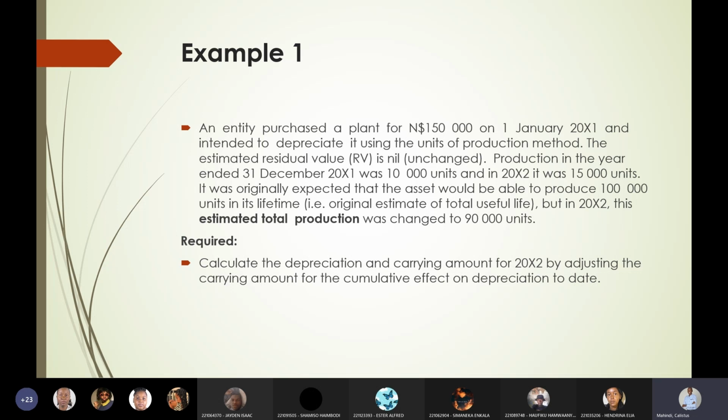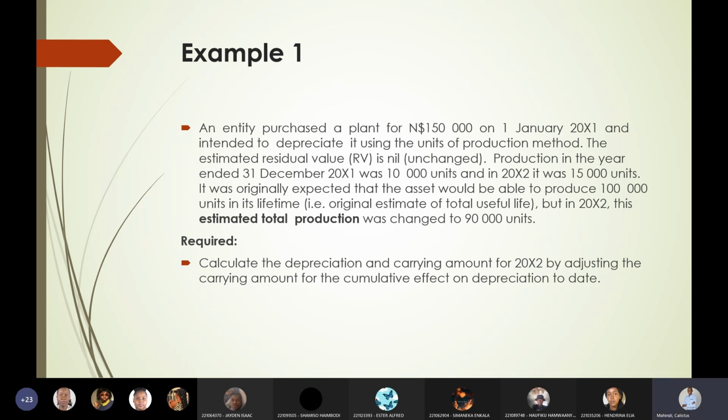Production in the year ended 31 December 20X1 was 10,000 units, and in 20X2 it was 15,000 units. It was originally expected that the asset would be able to produce 100,000 units in its lifetime. So the original estimate of the total useful life was 100,000 units. But in 20X2, this estimate of total production was changed to 90,000 units. You're required to calculate the depreciation and carrying amount for 20X2 by adjusting the carrying amount for the cumulative effect on depreciation to date.